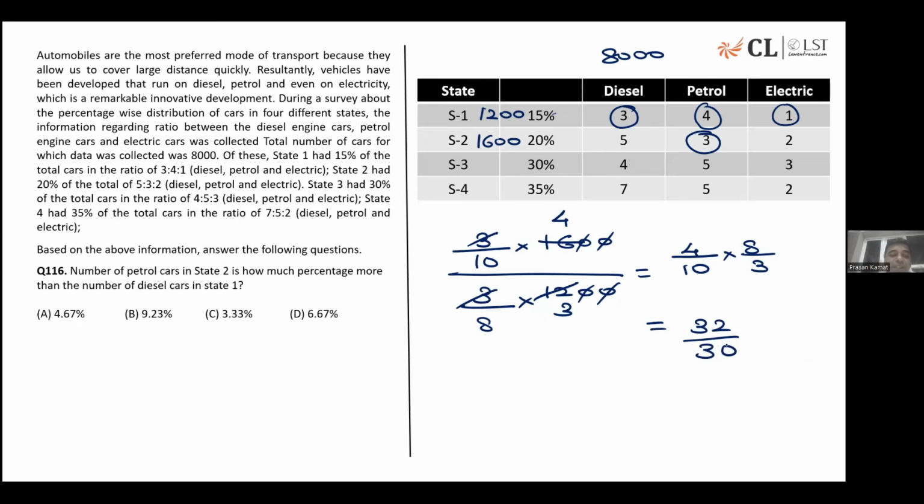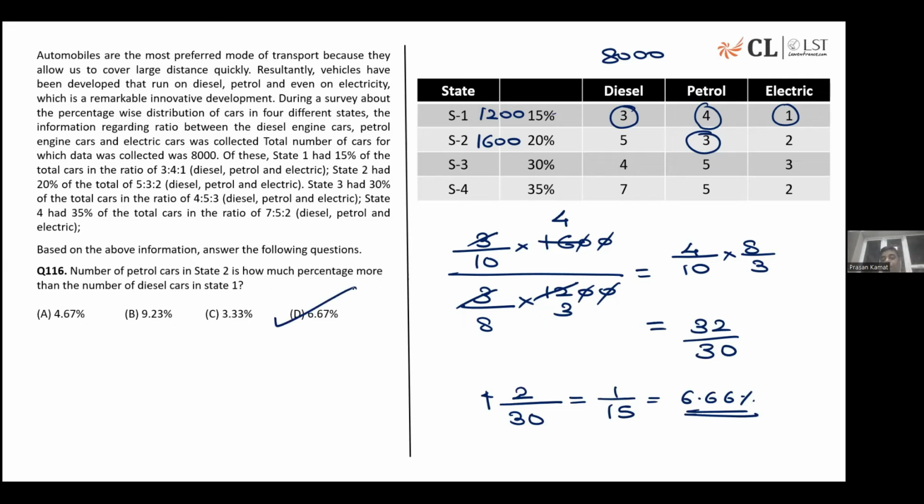Okay, how much is the numerator greater than the denominator? The numerator is greater by 2. 32 is 2 more on a base of 30. So the increase is 1 by 15. 1 by 15 is 6.66%.